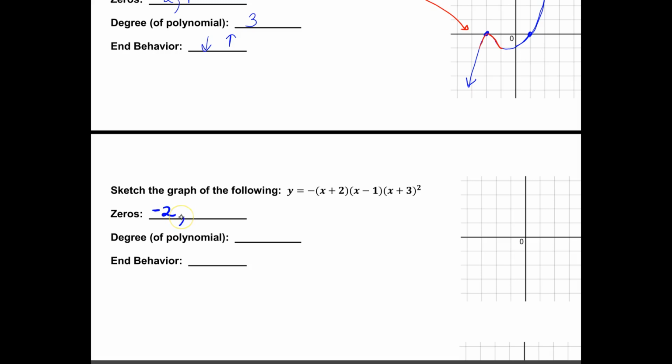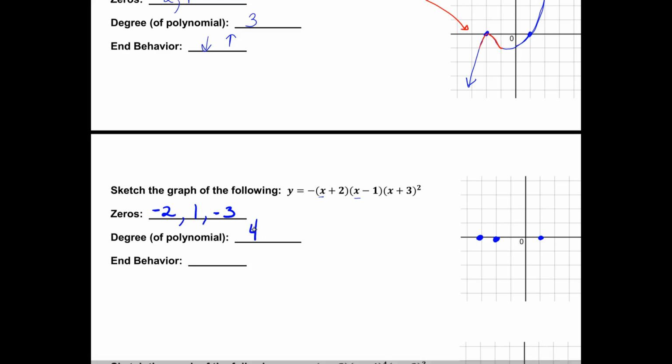-2, 1, and -3. So that's where I'd start. -2, 1, -3. What's the degree of this polynomial? Yes, because it's x times an x squared, so that would create an x to the 4th. So the degree is 4.